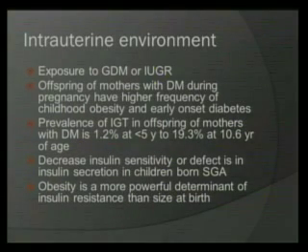Intrauterine environment includes exposure to gestational diabetes and intrauterine growth retardation. Offspring of mothers with diabetes during pregnancy have a higher frequency of childhood obesity and early onset diabetes. The prevalence of impaired glucose tolerance in offspring of mothers with diabetes is 1.2% at less than 5 years of age, and 19.3% at around 10 years of age. Some studies suggested that the major defect is decreased insulin sensitivity in children born small for gestational age, and others suggest that the problem is insulin secretion. But obesity is still a more powerful determinant of insulin resistance than size at birth.